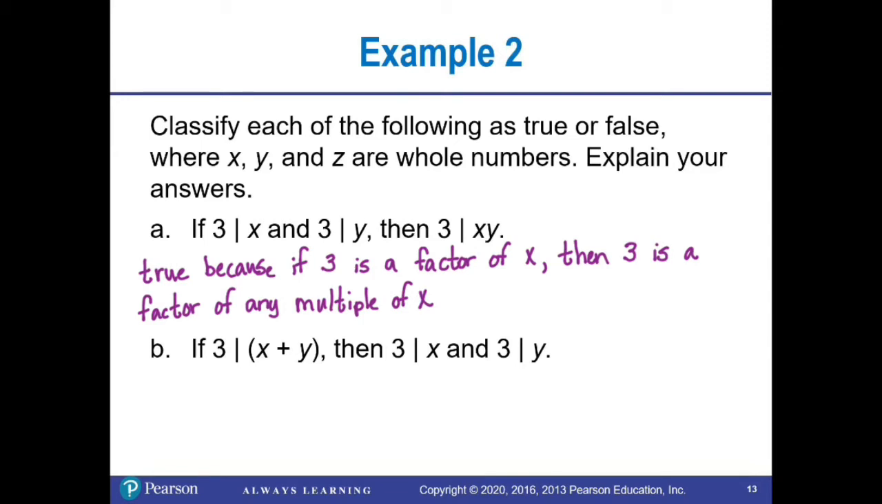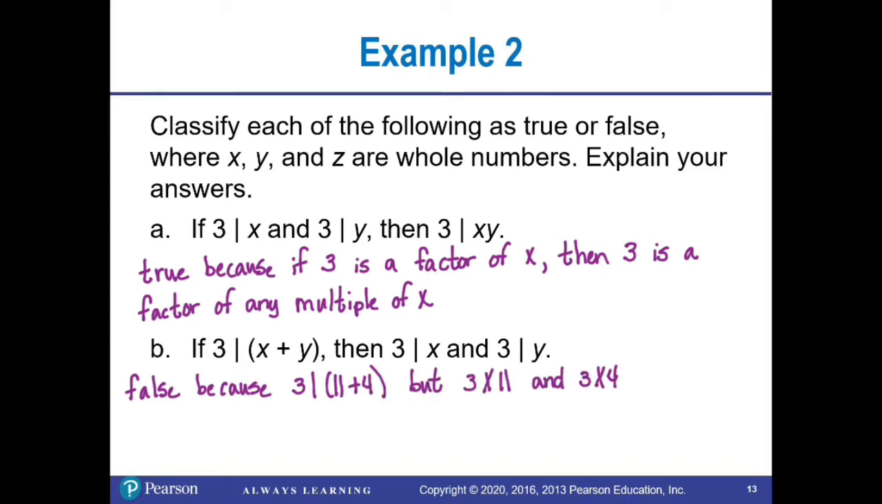Part B, if 3 divides X plus Y, then 3 divides X and 3 divides Y. Well, this is false. Let's suppose we have 15. Well, 3 divides 15. I can write 15 as 11 plus 4. But 3 doesn't divide 11, and 3 doesn't divide 4.